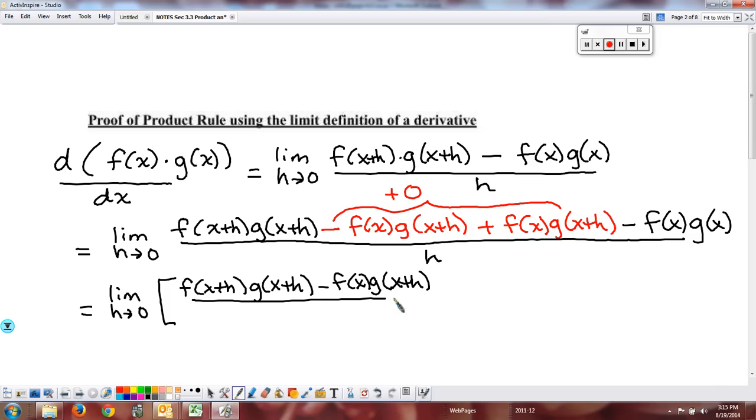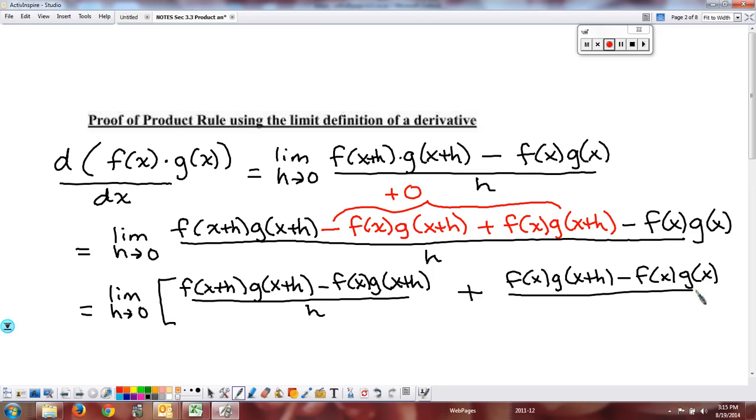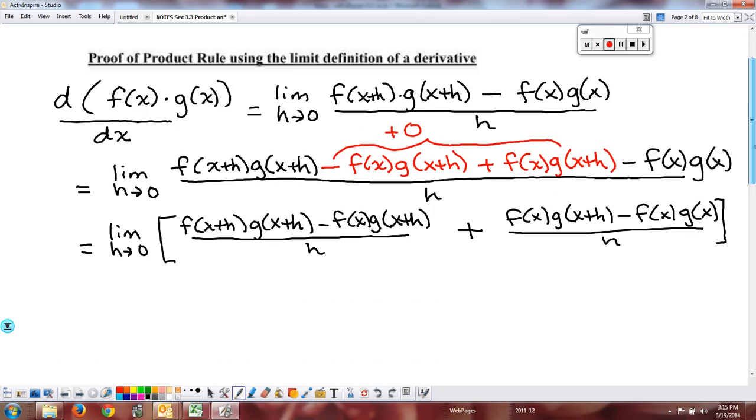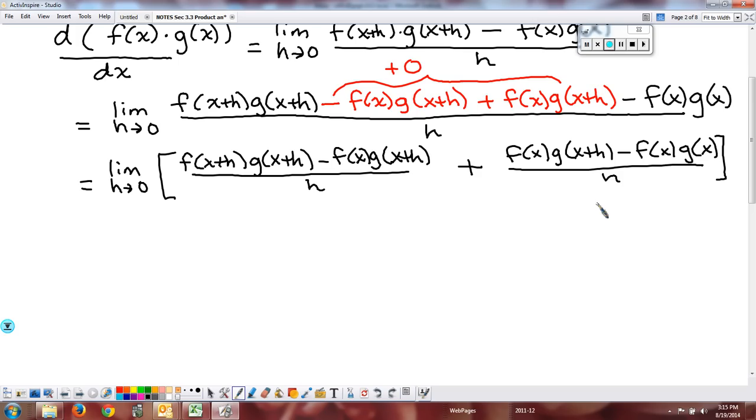And put that all over its common denominator h, and then I'm going to add to that the last two terms together. What adding that 0 does is it allows me to play with the expression to put it in a somewhat nicer form. What you'll see here is that both of these terms now have a common factor. There's a g of x plus h here and here in both terms of the numerator, so I am going to factor that out.